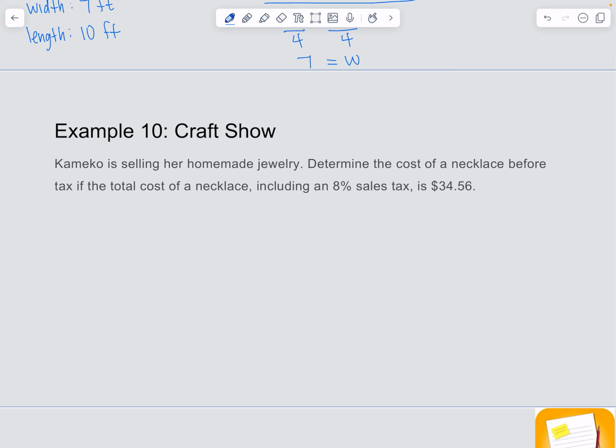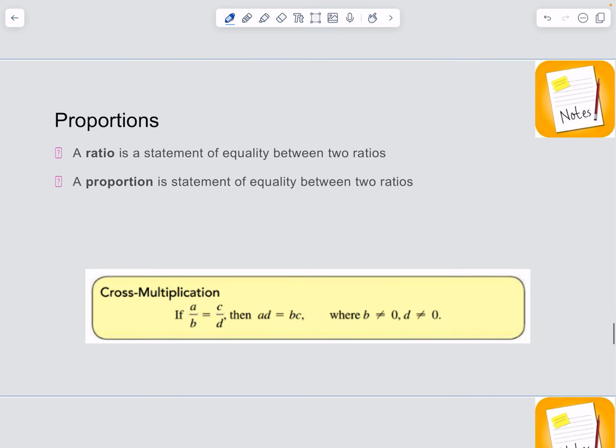Here's another example that you can work on your own if you would like. I want to cover proportions. So a ratio, oh, that's a mistake, not a statement of equality. A ratio compares two quantities.